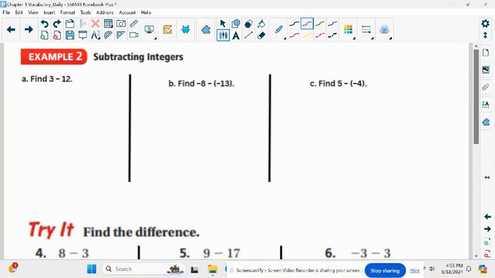I want you to pause, and I want you to try these 3 on your own, and once you have these 3 done, I want you to unpause the video, and I want you to check your answers and see if you did it correctly.